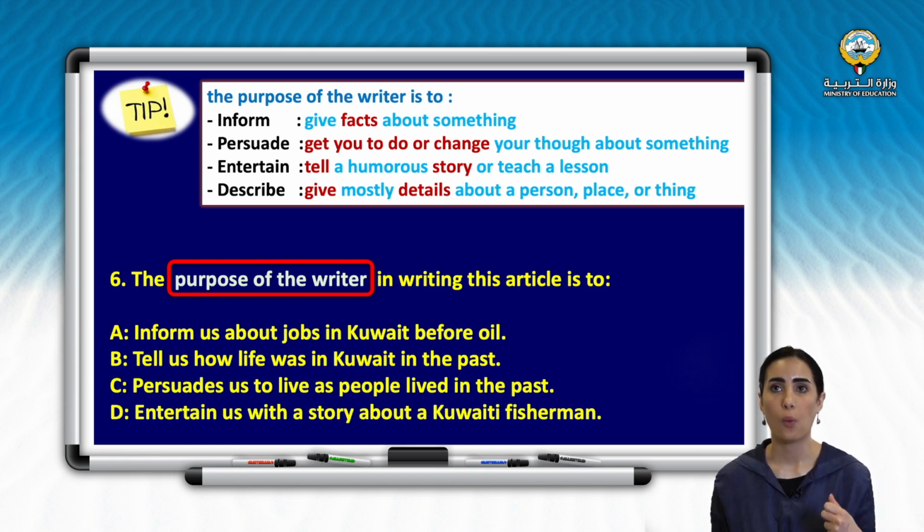So what was the text all about? Excellent. So the grandpa here was giving information about life, how was life in the past. So he is describing, or he is telling us how life was in Kuwait in the past. It's B.